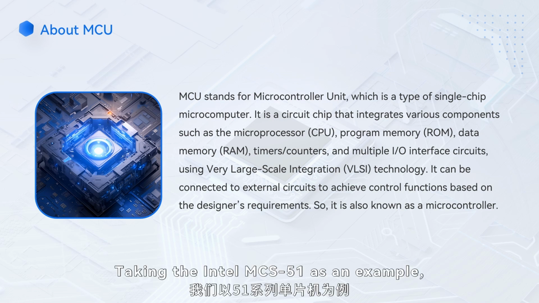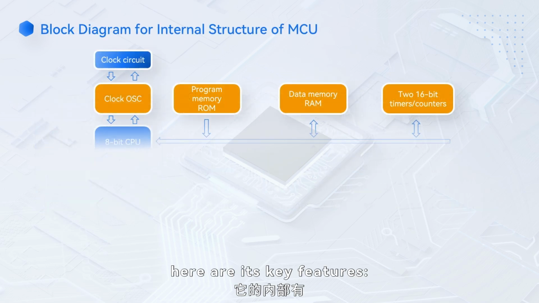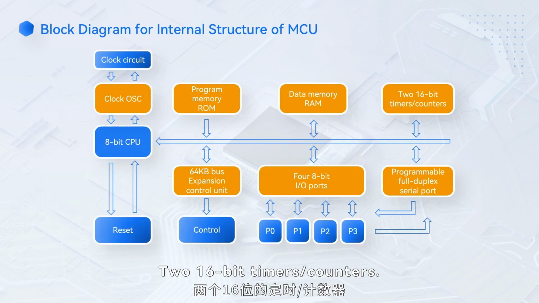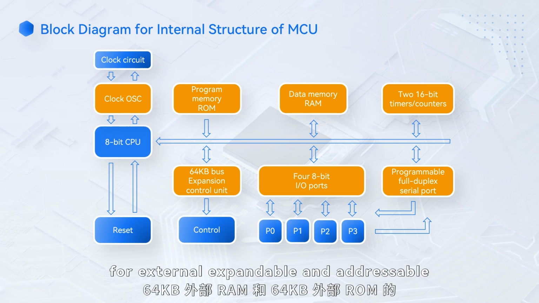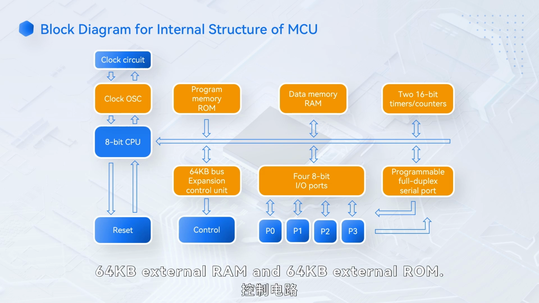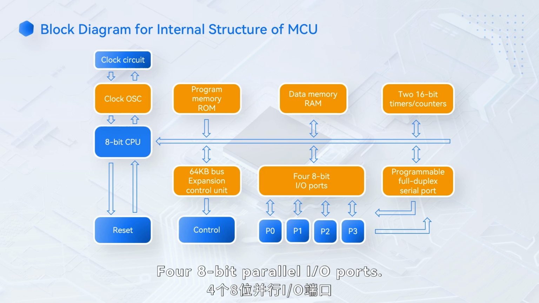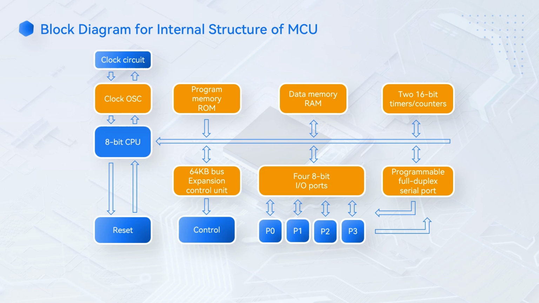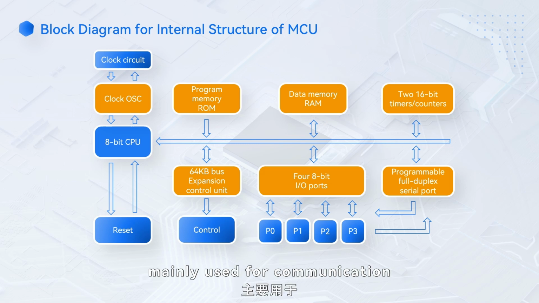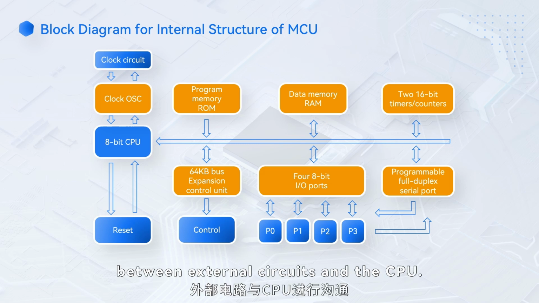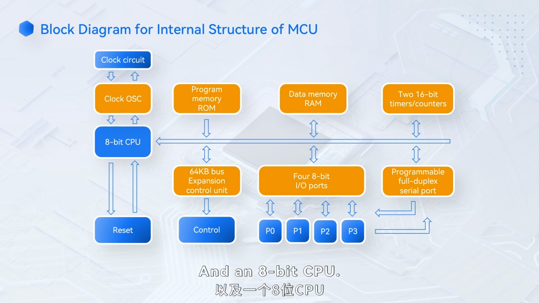Taking the Intel MCS51 as an example, here are its key features. Two 16-bit timers, counters. A control circuit for external expandable and addressable 64 KB external RAM and 64 KB external ROM. Four 8-bit parallel I/O ports. I/O is an input-output module mainly used for communication between external circuits and the CPU. And an 8-bit CPU.